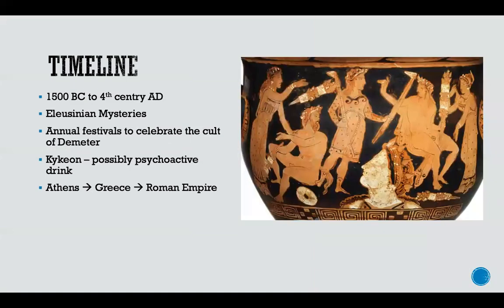From roughly 1500 BC to the 4th century AD, the annual festivals called the Eleusinian Mysteries took place to celebrate the cult of Demeter. They would drink a substance they called kykeon, which is speculated to have been psychoactive or even psychedelic. In Homeric texts, it was described as honey with a, quote, magic potion added to it. Everything from ergots, which is a similar precursor to LSD, to poppy to psilocybin mushrooms has been suggested, though no consensus has been made.